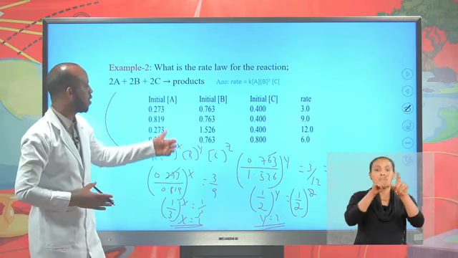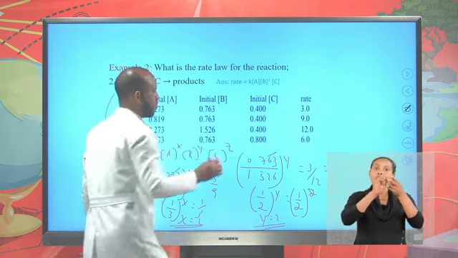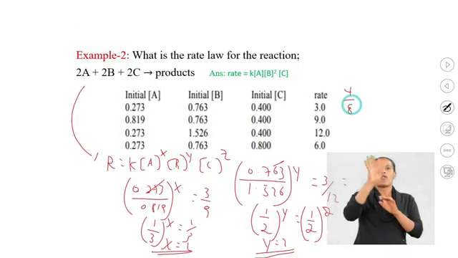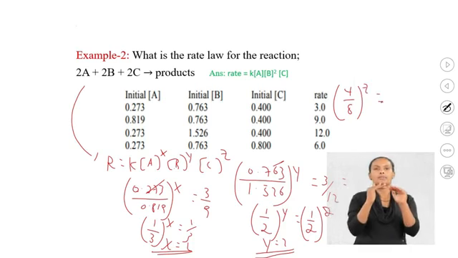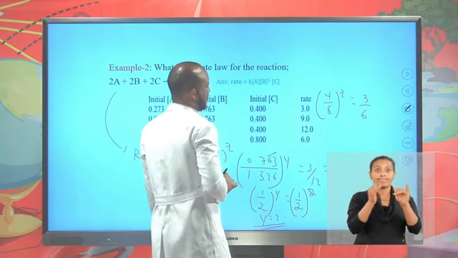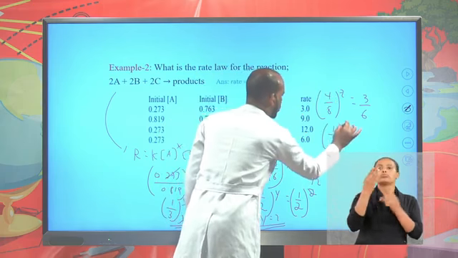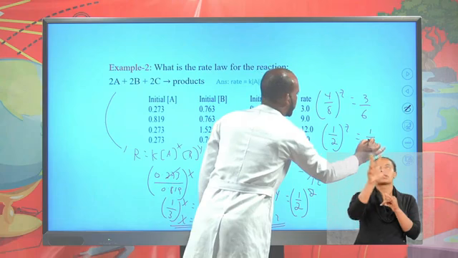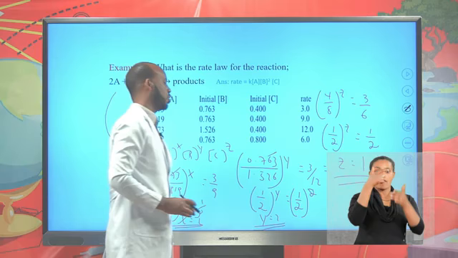Now, experiment 1 and 4, concentration of C varies. You see, 4 over 8 to the power Z equals rate 1 and rate 4, 3 over 6, which is 1 over 4. 1 over 2 to the power of Z equals 1 over 2. From this, Z equals 1. The value of Z is 1.